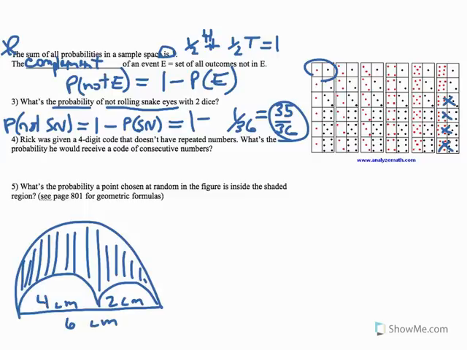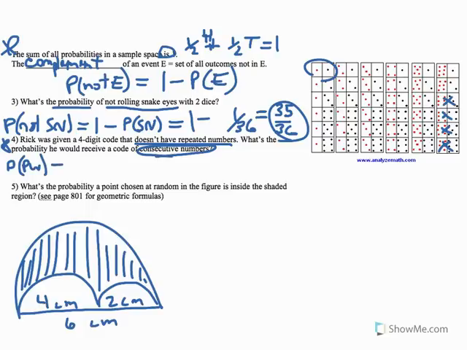Alright, in this section we're also going to be talking about finding probability with permutations and combinations. This is a pretty classic story problem about using 4-digit codes or passwords. Rick was given a 4-digit code that doesn't have repeating numbers. What's the probability he would receive a code of consecutive numbers? So you want to know the probability of his password.